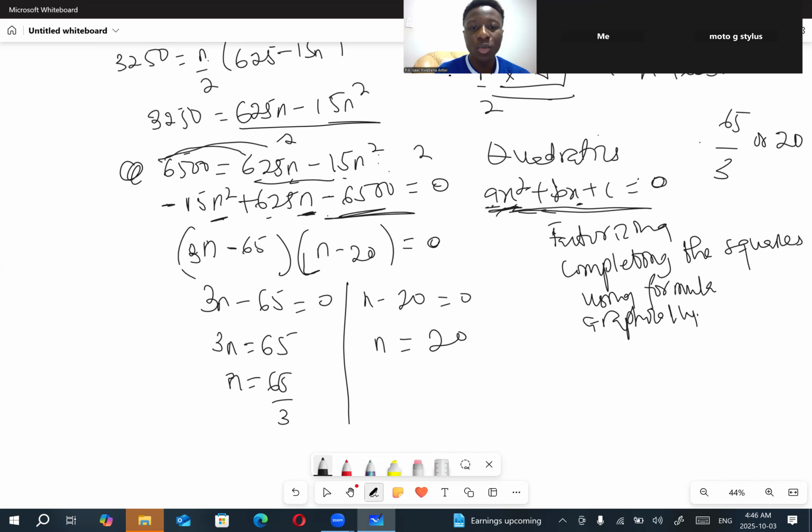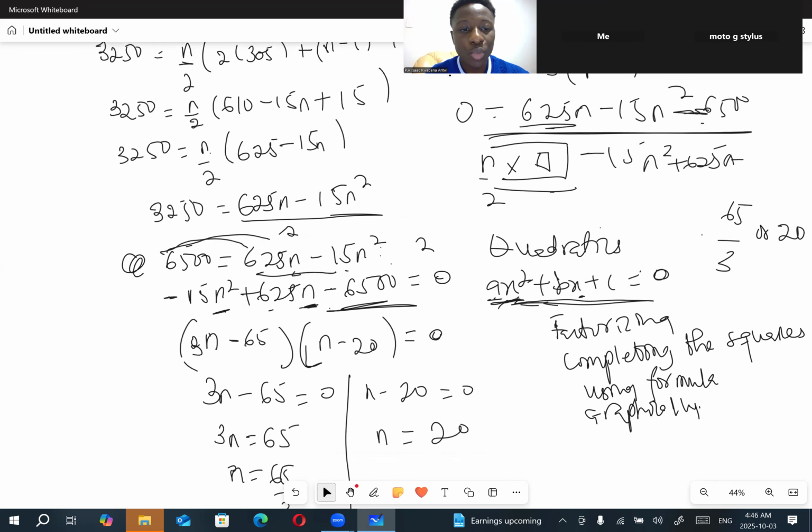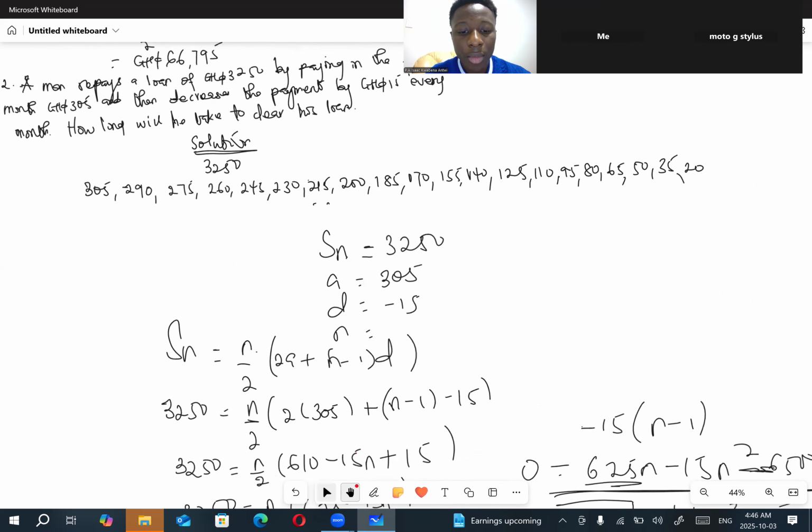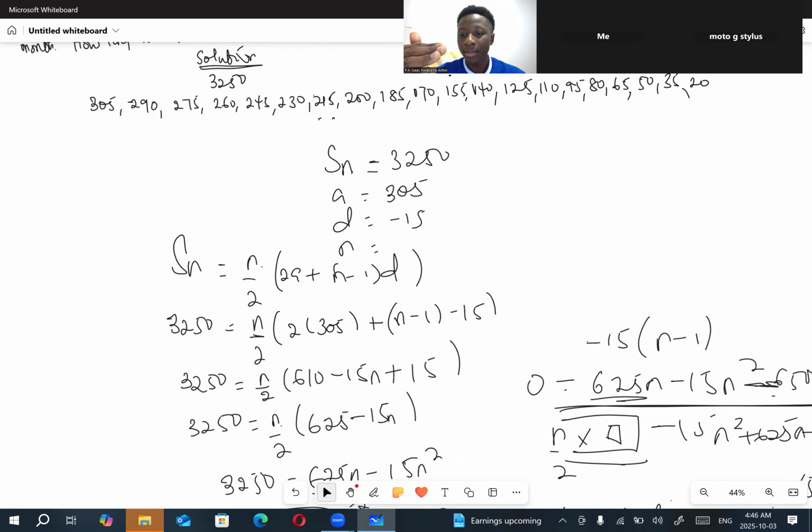But you can't just have a quadratic and then start by writing answers. You have to show a step. So this is a little step we can show. But the question is, what are we looking for? We are looking for the number of terms that add up to give you 3250. If you look for the number of terms, indirectly it suggests to you that this is the number of times it will take him to pay the loan. That's the whole concept.